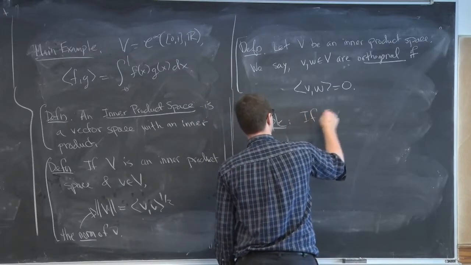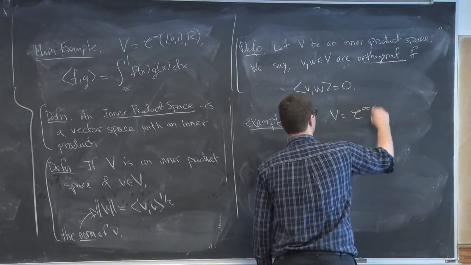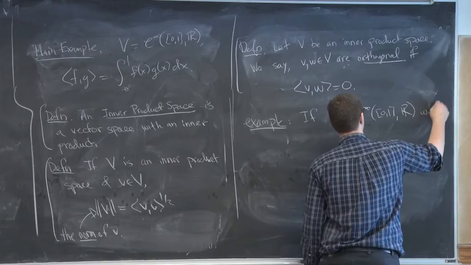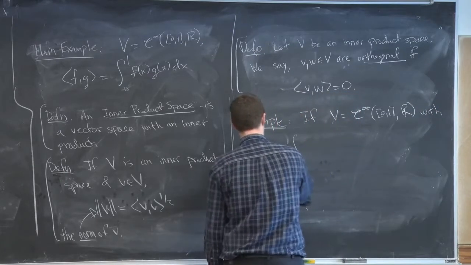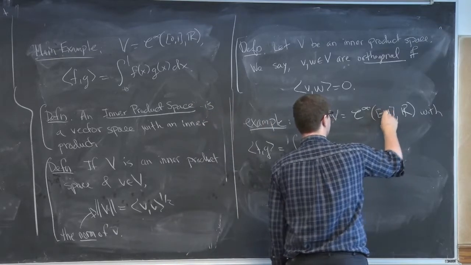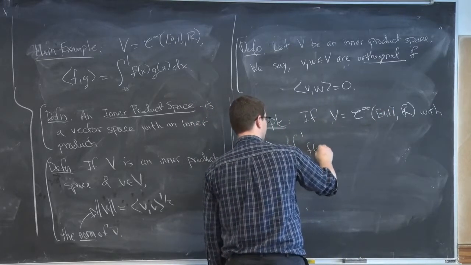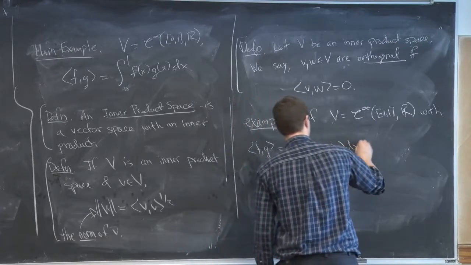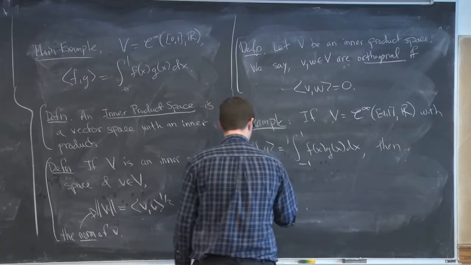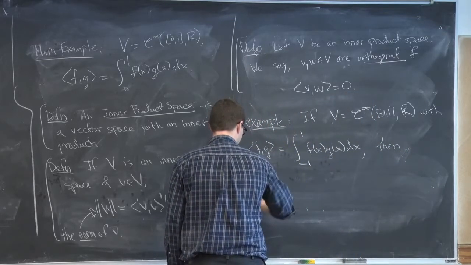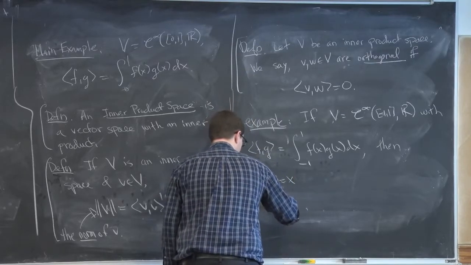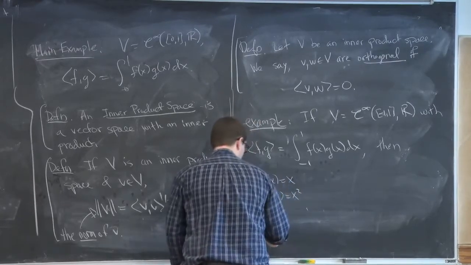We'll do more examples next time. Suppose V is the space of functions into the real numbers with the inner product being the integral from -1 to 1 of f of x times g of x dx. Then the functions h1 of x equal to x and h2 of x equal to x squared are orthogonal.